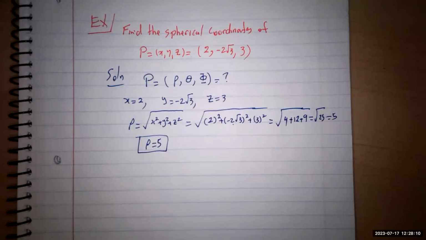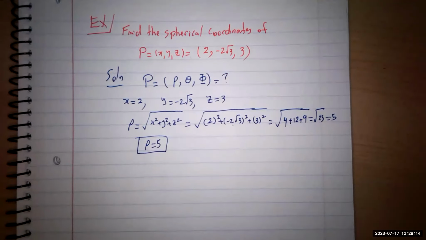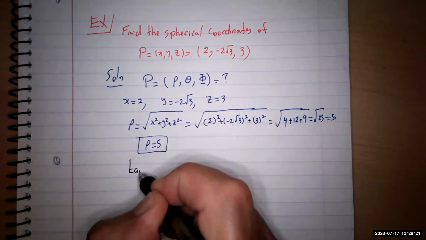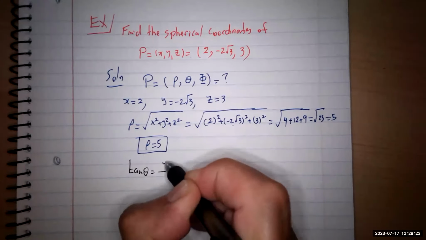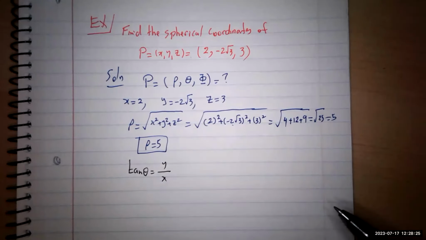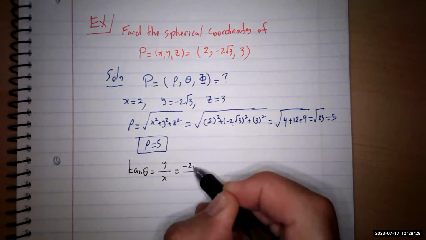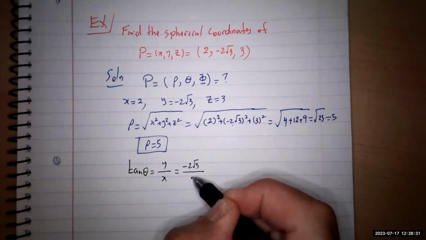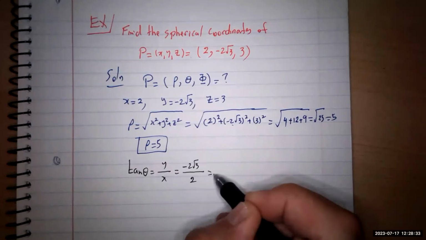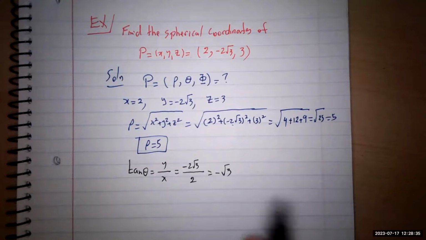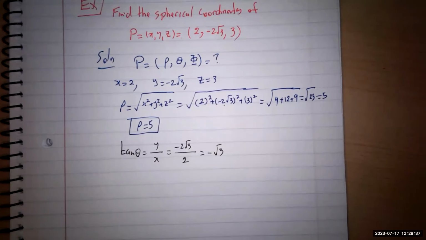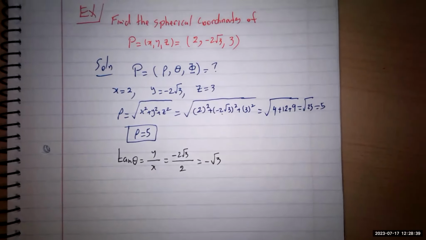Okay, that's rho. The theta is the polar angle. So tangent theta equals y over x. The y is negative 2 radical 3 and the x is 2, so that gives you negative radical 3. Now you have to locate the point first and decide what you are going to do.